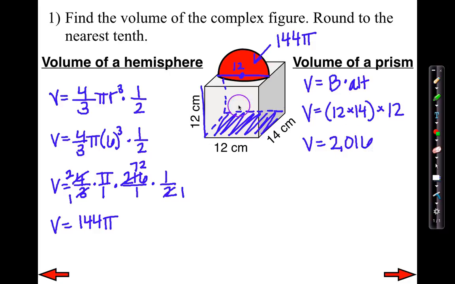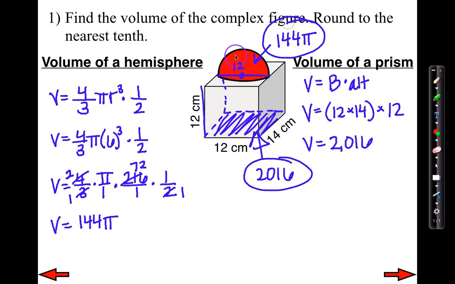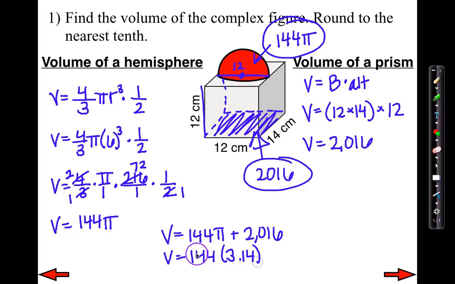Now we're not done, because we found the volume of this rectangular prism is 2016, and we also know that the volume of the hemisphere is 144 pi. So to add up the total volume, I'm going to put 144 pi plus 2016. I'll punch it into the calculator, 144 times pi, which we're going to use 3.14 to approximate. Once I find the product of that, I'm going to add it to 2016.